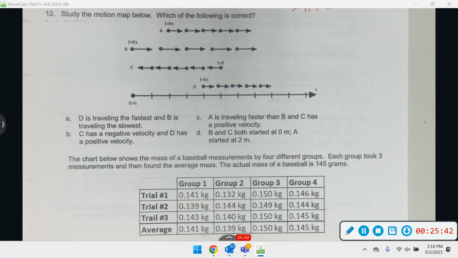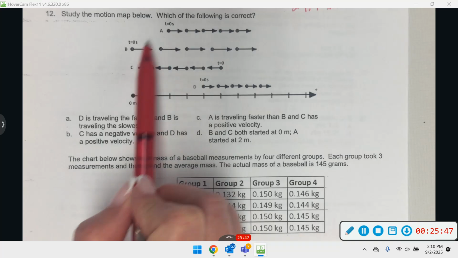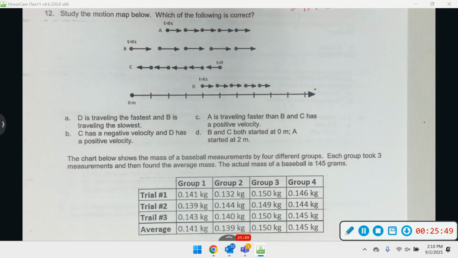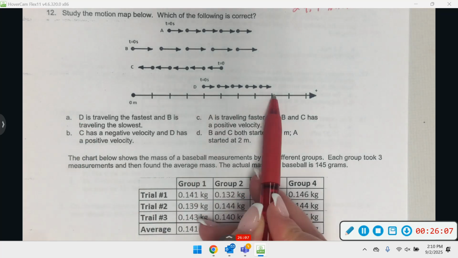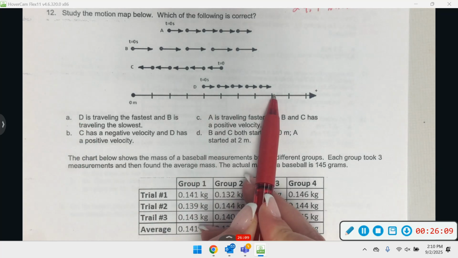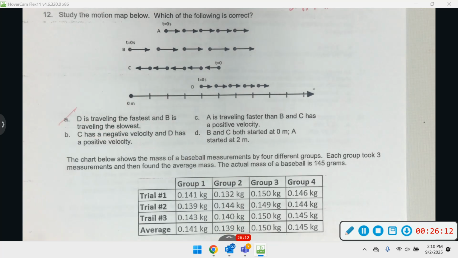Number 12 says, study the motion map below, which of the following is correct. So we have 4 objects here, A, B, C, and D, and we've got some statements to read. A says D is traveling fastest while B is traveling slowest. On a motion map, you can see how fast something is traveling based on the length of the arrows. The longer the arrow is, the faster it's moving. So if D is the fastest, it should have longest arrows, and that is absolutely not true. D looks like the slowest. Okay, so A is incorrect.